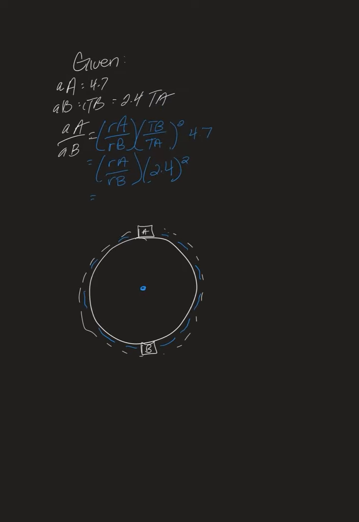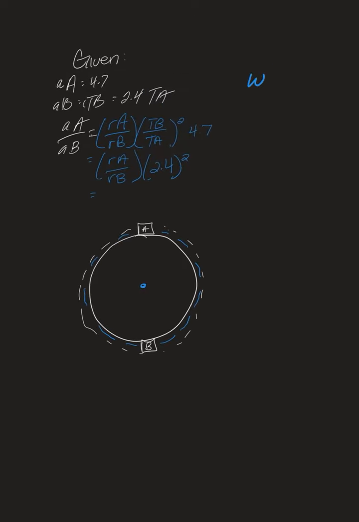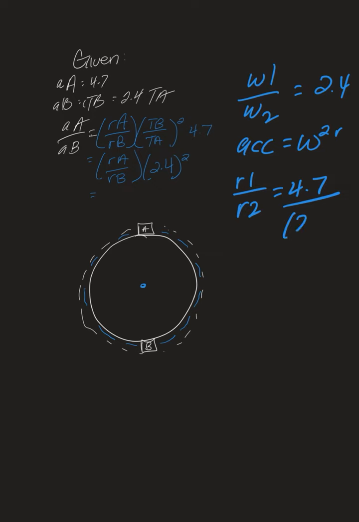So what we'll do is, we know that T equals 2.4. The acceleration equals ω squared R. So we say R1, which is radius 1, divided by R2 equals 4.7 divided by 2.4 squared. You will get, once you plug it in, 0.816, which is closest to, and this is your answer.